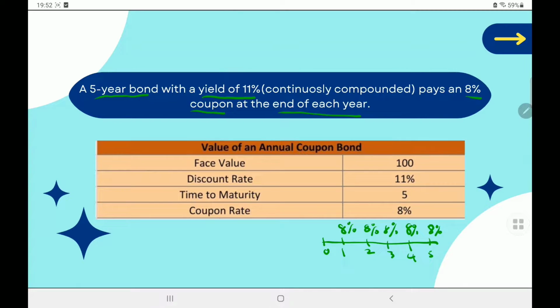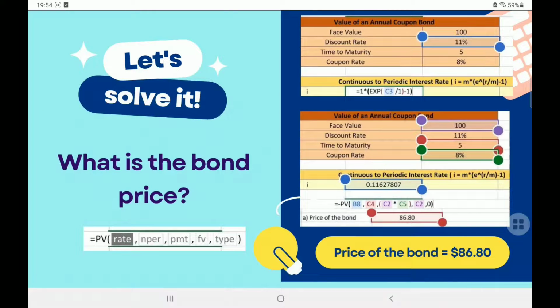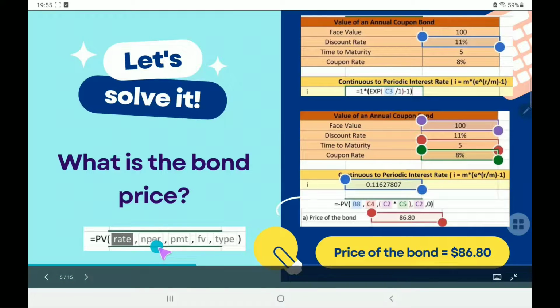For the face value, we assume that the face value is 100, the discount rate given is 11%, time to maturity is 5, and the coupon rate is 8%. For the first question, it asks for the bond price. To find the bond price, we will use Excel's PV formula, where it needs rate, number of periods, payment per period, FV, and type. For the type, it is either 0 or 1, and we choose 0 because the question asks for at the end of the year.